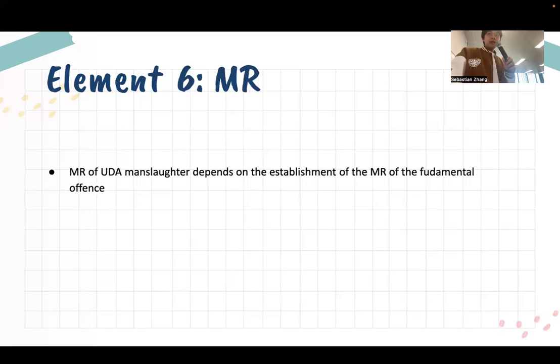Okay, let's talk about MR. Oh, we're very fast. Now, MR. Remember when we talk about UDA manslaughter, there must be the commission of a base offense. So the MR of UDA manslaughter depends on the establishment of the MR of the fundamental offense.